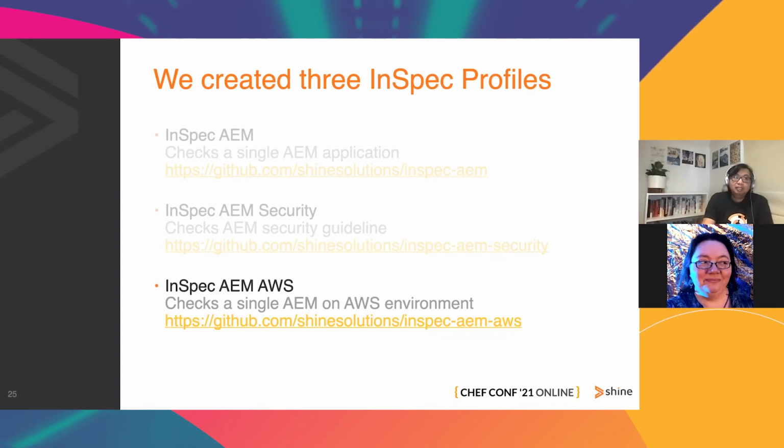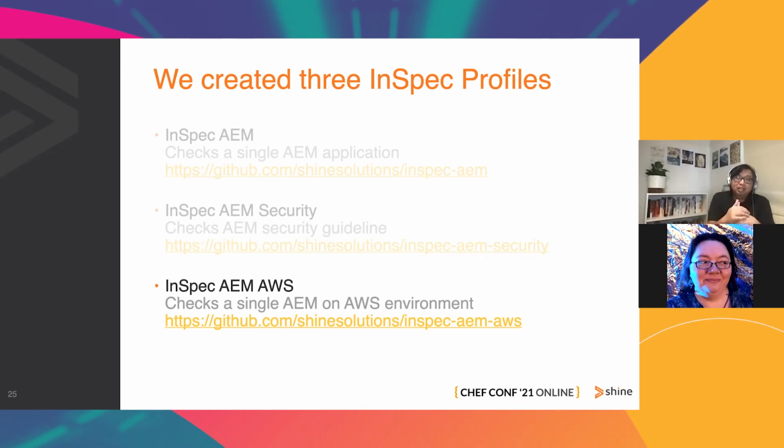And the third one is the inspect AEM AWS. So this is at the environment level. The knowledge about the architecture, the servers, the multiple types of components containing multiple installations of AEM, that knowledge lives here. So on inspect AEM, it only knows about AEM.